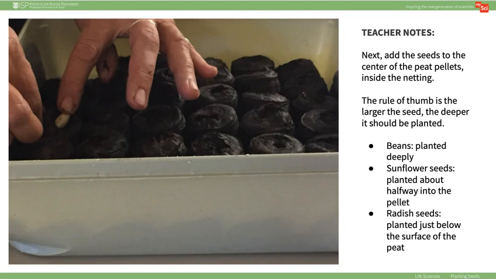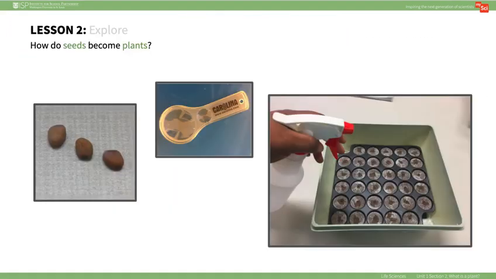After demonstrating planting and watering the seeds, tell students they are going to plant a seed on their own. Using a hand lens, show students how to observe the radish seeds, then place a few seeds on top of each pellet. Give them an opportunity to make their own observations and place their own seeds.